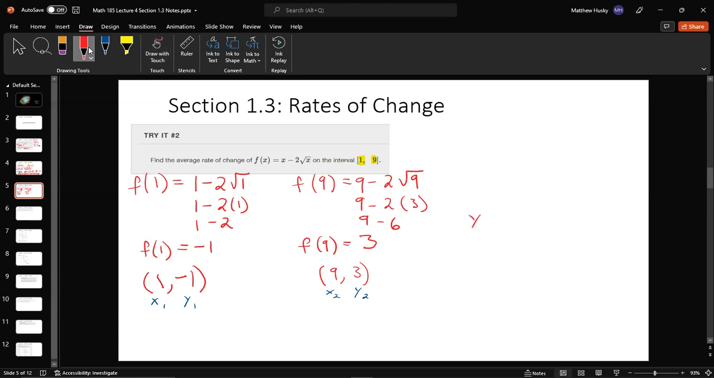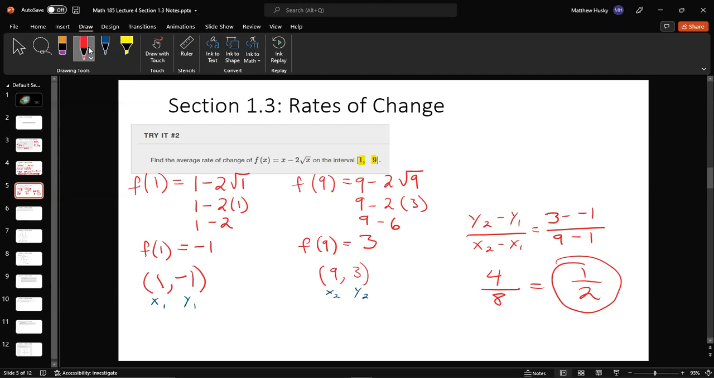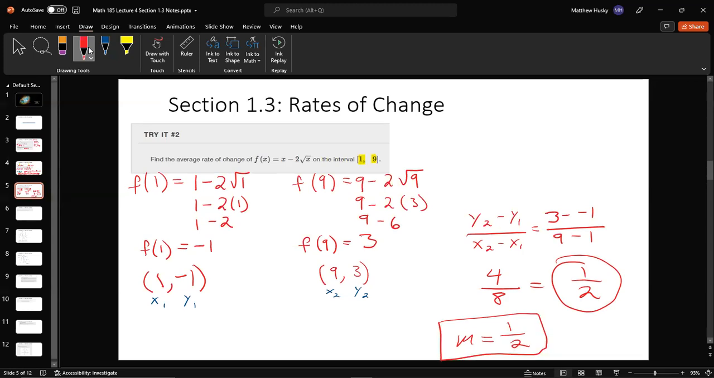we're going to do y2 minus y1 over x2 minus x1. That's going to be 3 minus negative 1. That is going to be 9 minus 1. The top is going to give you 4. The bottom is going to give you 8, which is going to be 1/2. And that is the rate of change, which is also sometimes called the slope M. So the slope is 1/2.